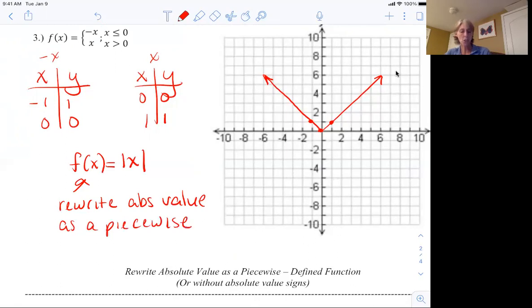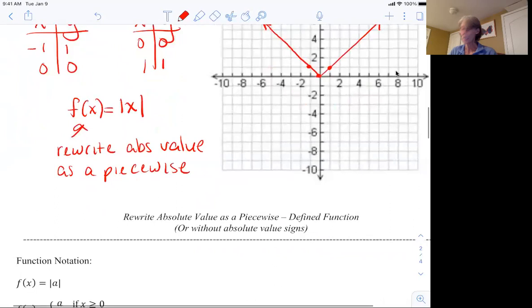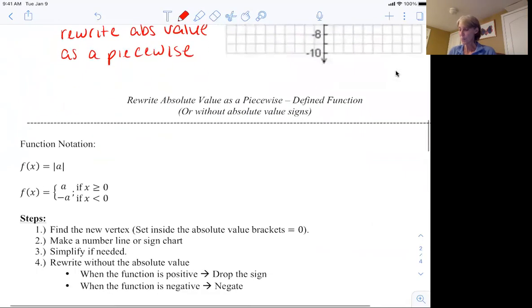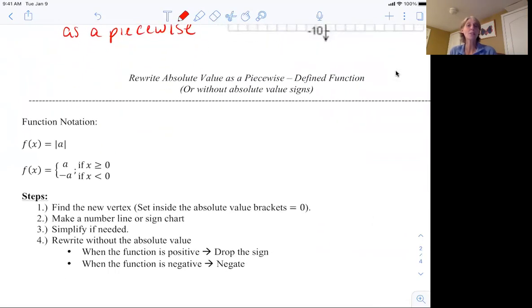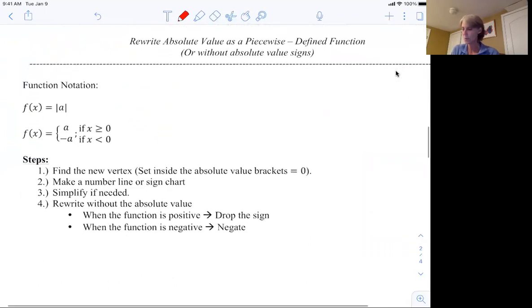And that's what we're going to talk about today, okay? And we use this in calculus often. We have to use this rationale. So to rewrite an absolute value function as a piecewise defined function, or basically without absolute value signs, okay? Here's our function notation. And this is what our absolute value looks like without absolute value signs.